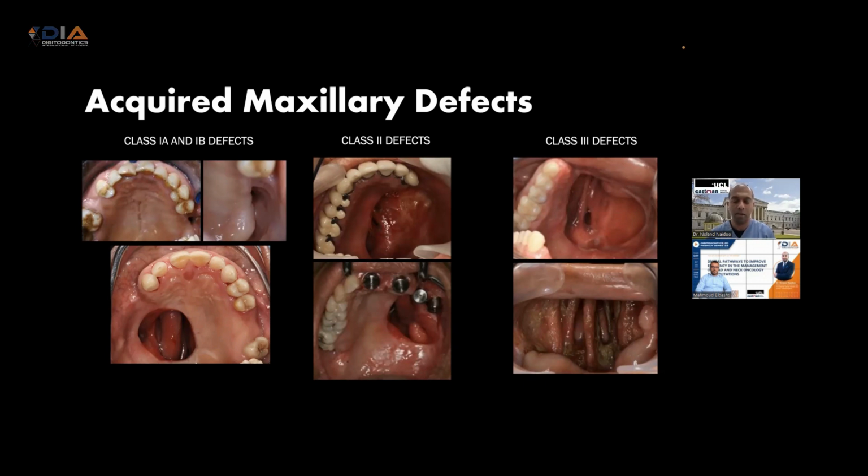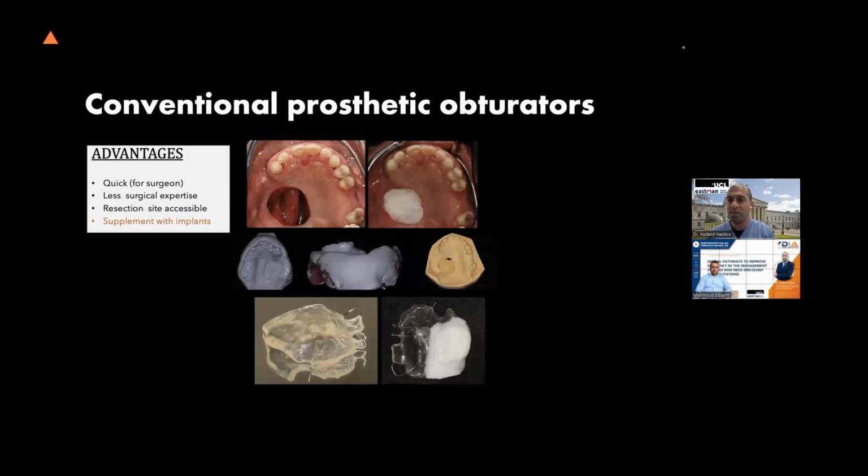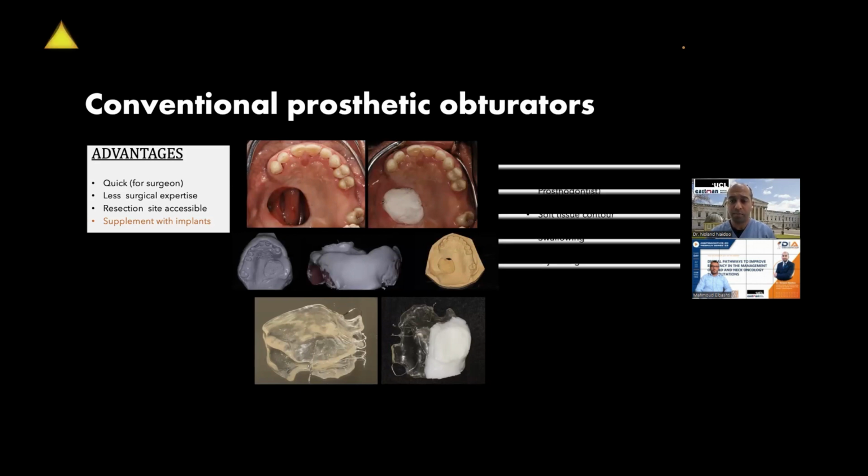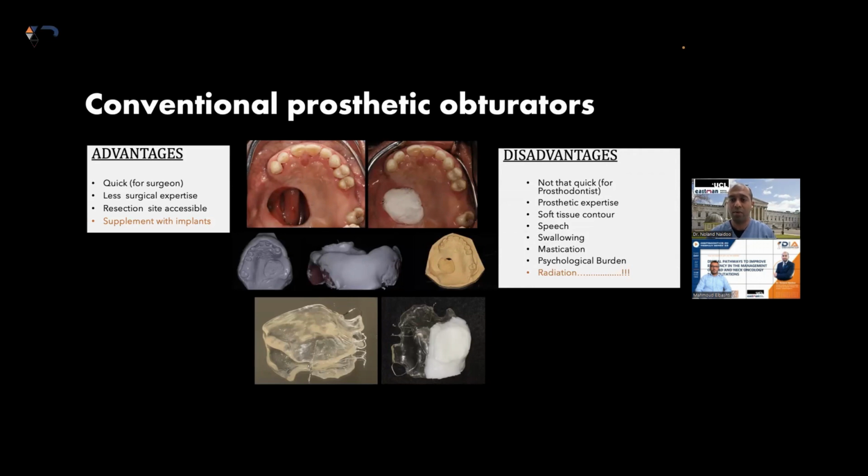But let's look at the class 1 defects and conventional prosthetic obturators. The surgeons really like it because it's in, quick out. There's less expertise that they require to just remove the tumor, and with implants, if that becomes an option for these patients, there's more bone availability to place them, so there's more chance for an implant-borne obturation. But for a prosthodontist, it's not that straightforward. Generally, you do need some expertise to understand how to reconstruct these. Not every patient's the same. In fact, every patient is going to have some nuance of difference in how you reconstruct them.